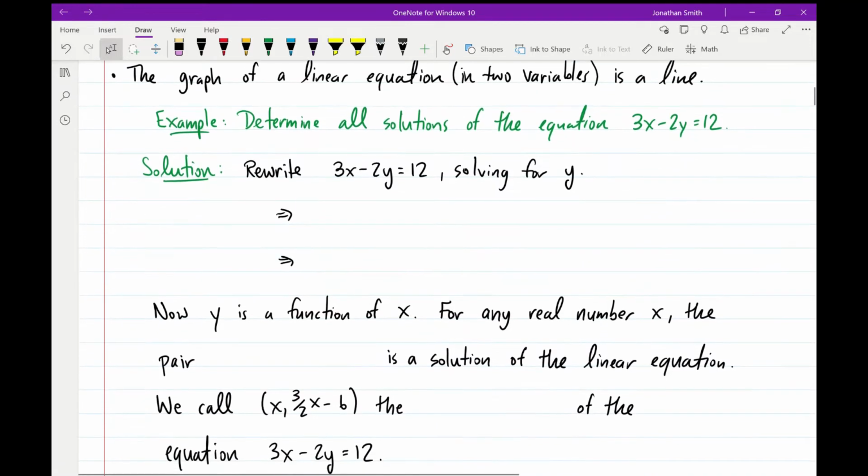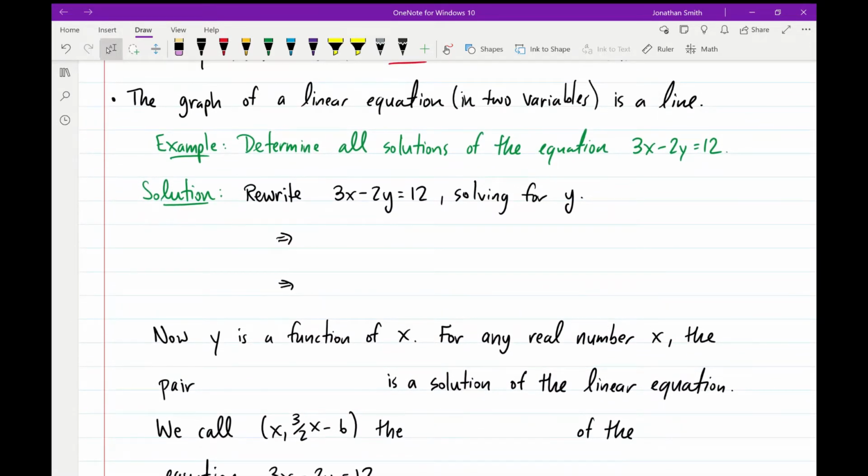All right, so let's move into our first example. Let's say we want to determine all of the solutions of the equation 3x - 2y = 12. This is all of the ordered pairs that look like (x, y) that I can plug into this equation to make the equation true.